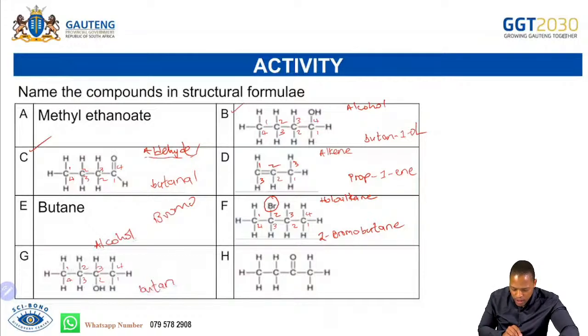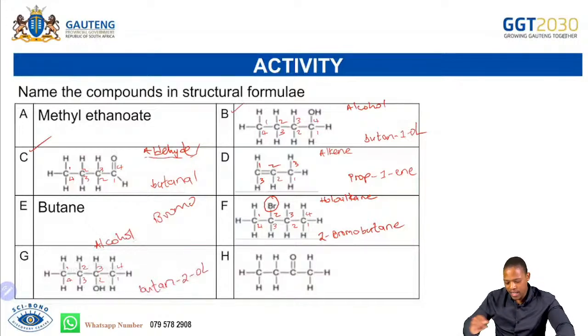If I go with the top numbering system, it gives me the carbon with the OH on carbon number 3. You see, 1, 2, 3. But if I go with the bottom numbering system, it gives me the carbon with the OH on carbon number 2. 1, 2. Which one is the smallest? Number 2. Therefore, -2-ol. Extremely simple, this thing of naming, grade 12.